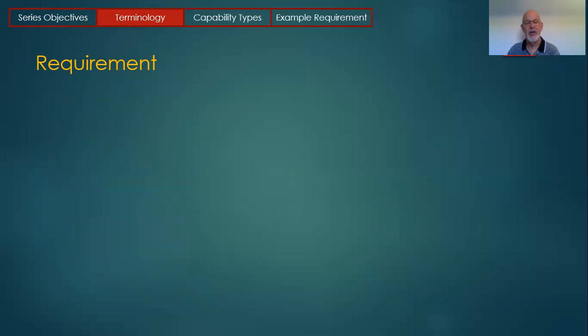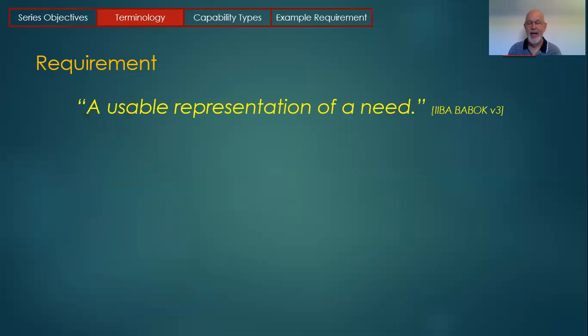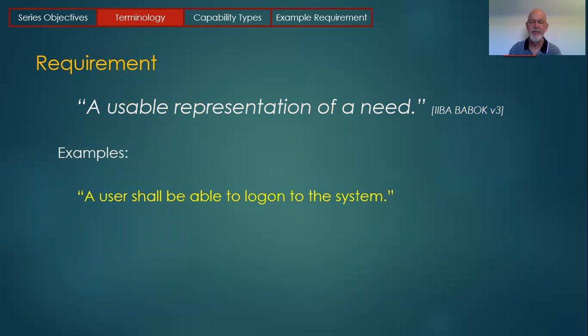Okay, so our first term, requirement. I've taken this from the IIBA BABOK glossary. They define a requirement as a usable representation of a need, presumably a business need. That's a nice definition, and what I really appreciate in definitions, along with definitions, are examples. So rather than beat on that definition, let's look at 3 examples of commonly recognized requirements.